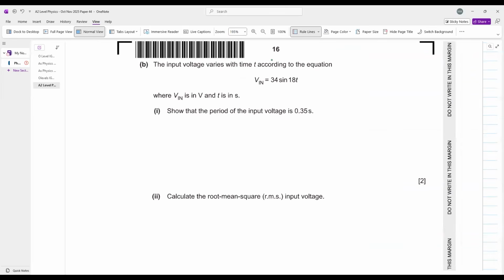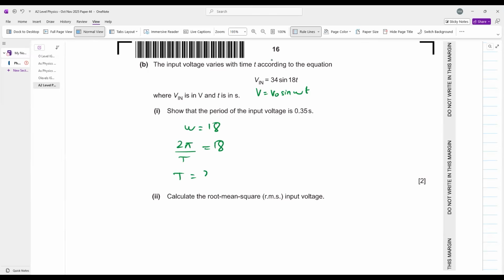Let's see this. The input voltage varies with time according to this equation, where V in is in volts. Show that the period of the input voltage is this. Do you remember the formula for alternating voltage? What is equal to W? W is equal to 18. 2 pi divided by capital T is equal to 18.